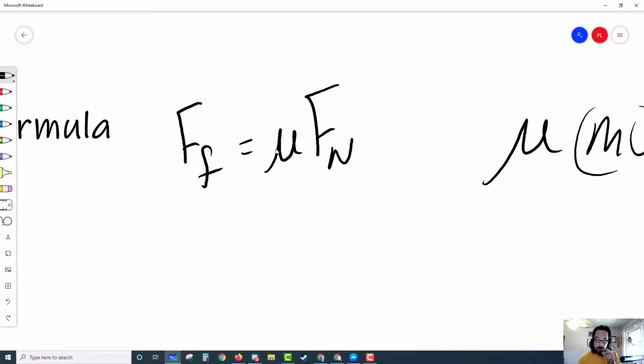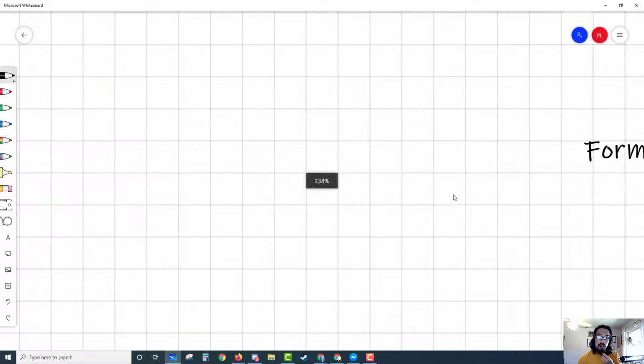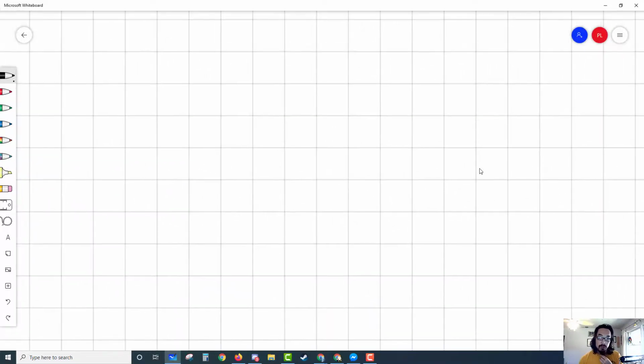Okay, there's two different types of mu's. Now let's take a look at how normal force affects things. I'm going to go over a couple of different scenarios. I'm going to do this over on the other side.